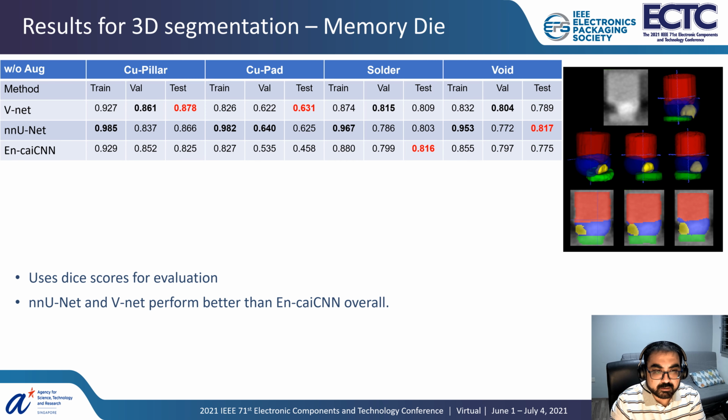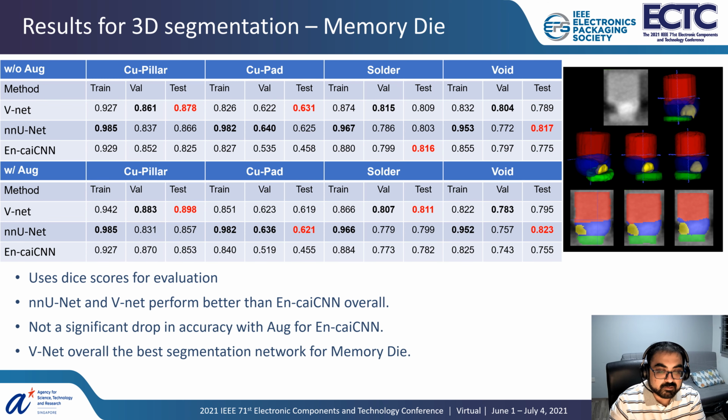For memory die, where we have 4 different structures to look at: copper pillar, copper pair, solder, and voids. You can see that over here, VNet sometimes can take over and even beat NN unit, while sometimes, in fact, our anisotropic CNN network does really, really well compared to the other two networks. And we see similar observations after augmentation for VNet and NN unit. However, as I mentioned, for anisotropic CNN, the results tend to drop after augmentation. That's why you don't see anisotropic CNN beating anyone after augmentations.